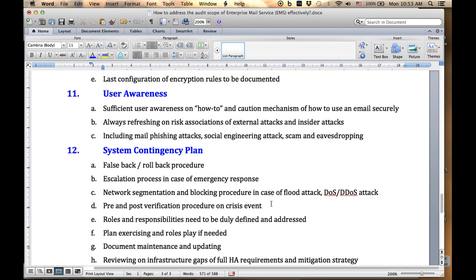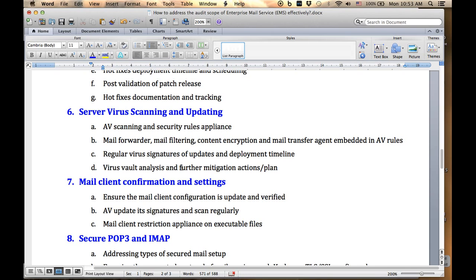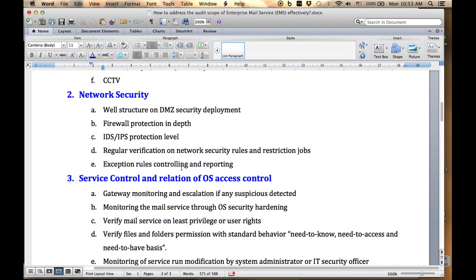For these 12 items that I share with you, these are the controls that involve a mail service.